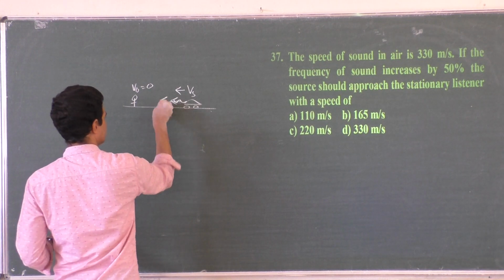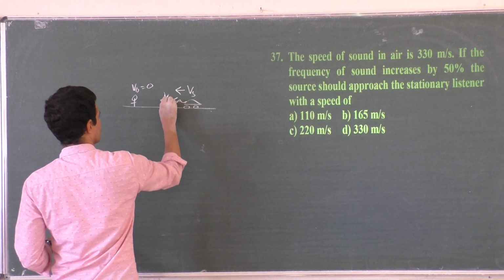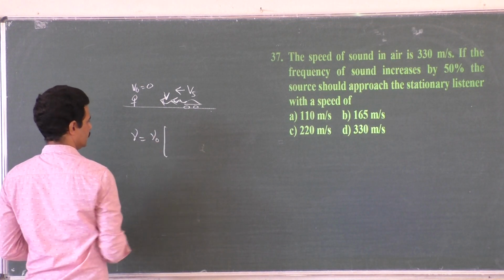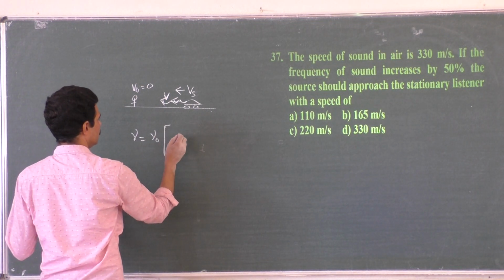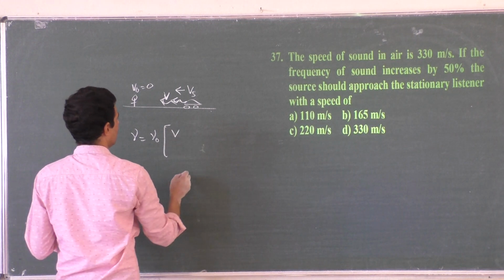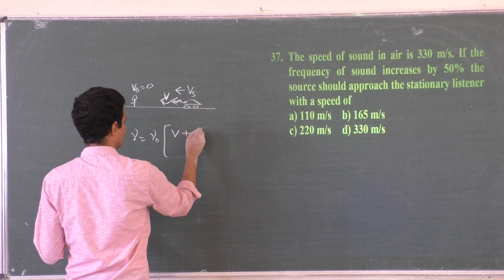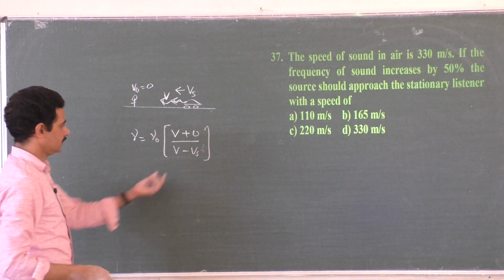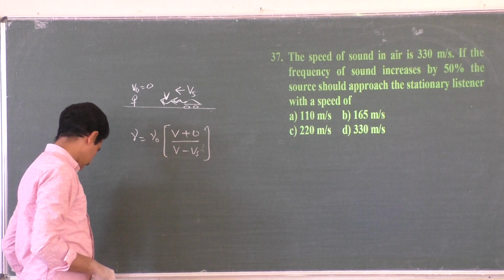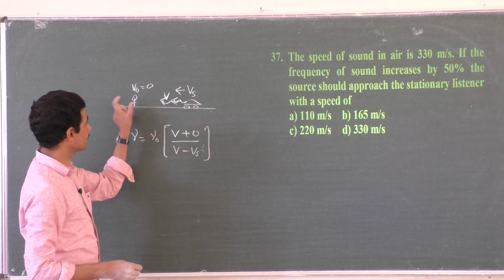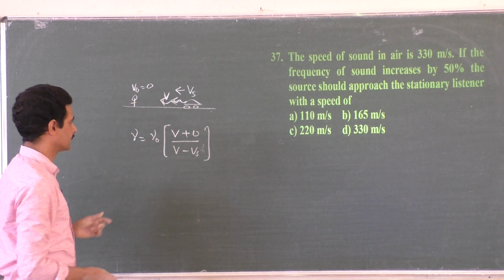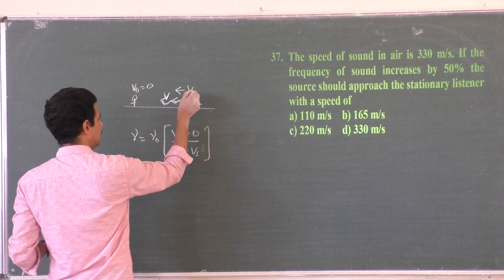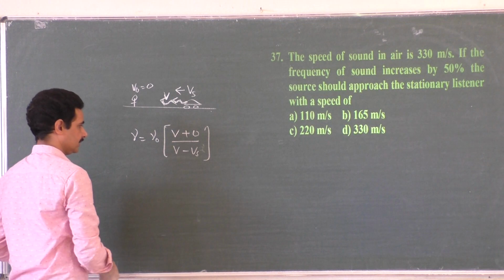Sound travels like this, V. This is the velocity of the source. Apparent frequency equals real frequency into (V plus V naught) divided by (V minus Vs). This is what you have to find out. The source should approach the stationary listener with what speed? Vs. Sound is in the negative x-axis, however, the source is also in the negative x-axis, so it is taken as negative.